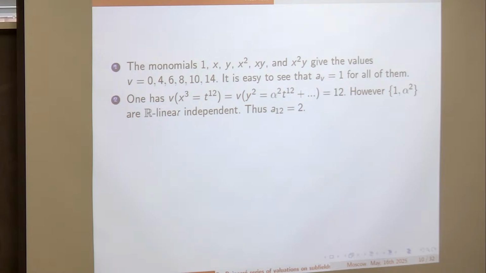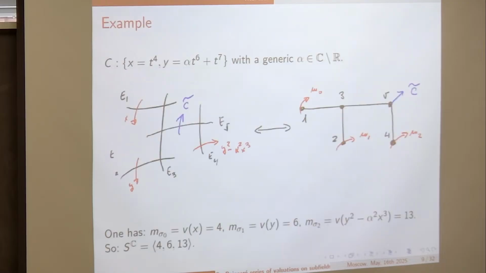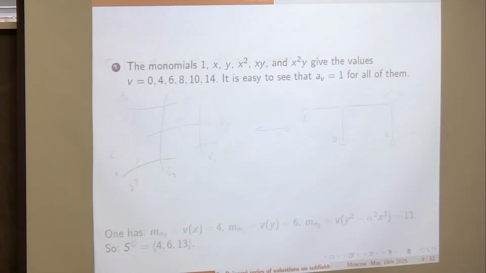Because it's given by these two functions, x cubed and y squared, you get these initial parts, 1 and alpha squared, which are independent over the reals. So you have dimension 2 here. This is, in the figure, this element here, the first one that has dimension 2.